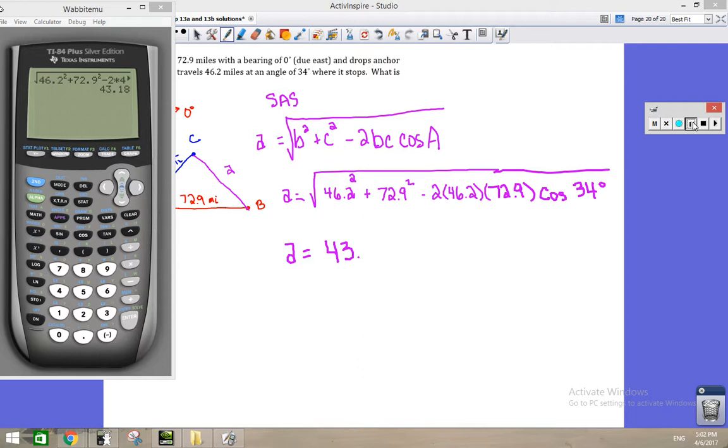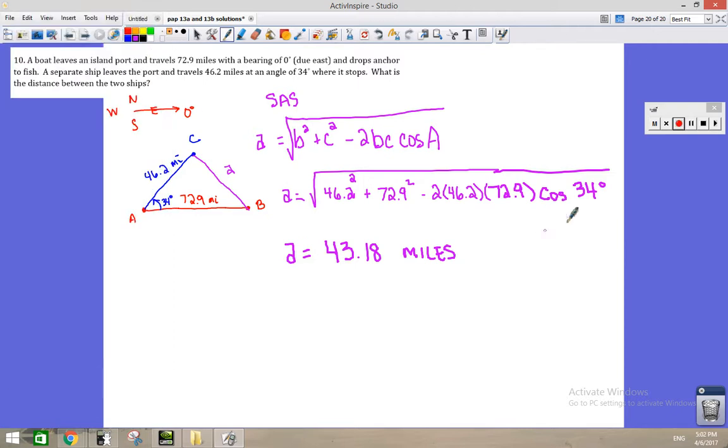Excuse me. All right, I'm back. 43.18, and this is in miles. All right, so that's the distance between the two boats. Hope that helps, and I'll talk to you later.